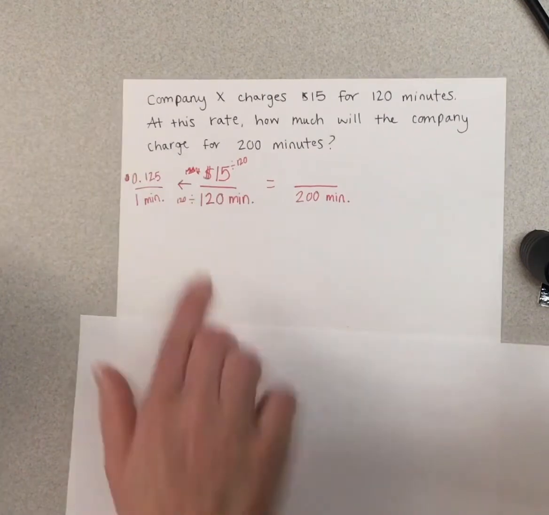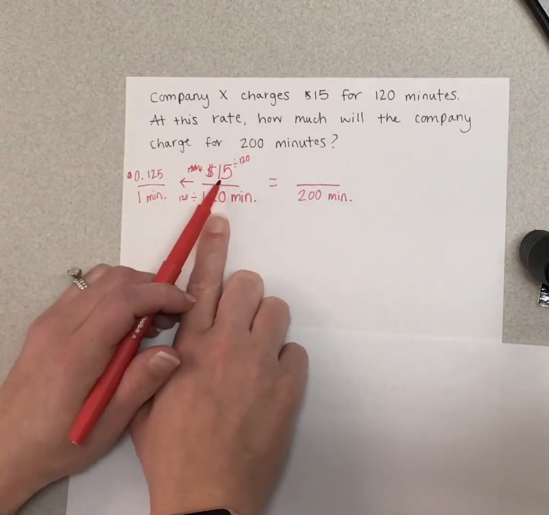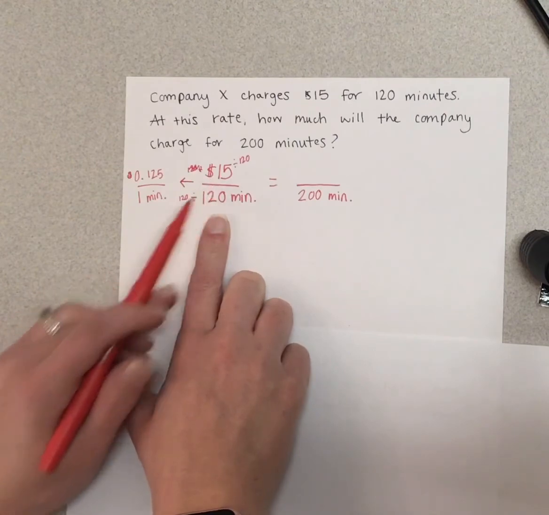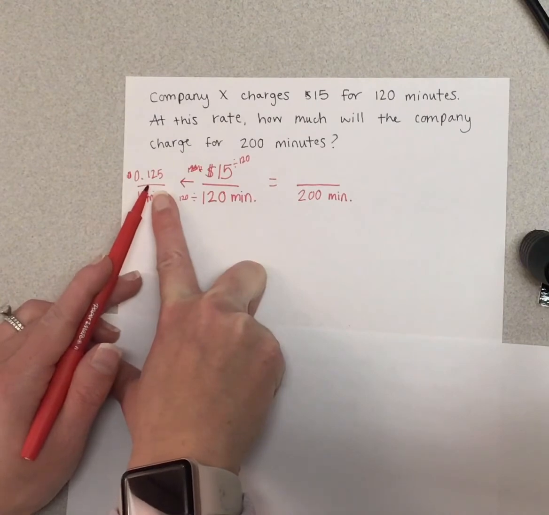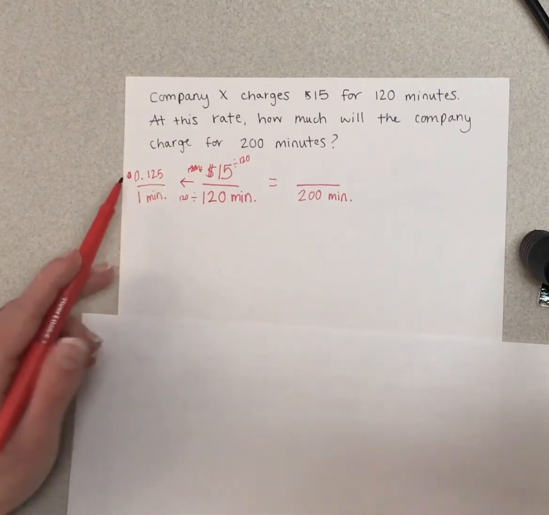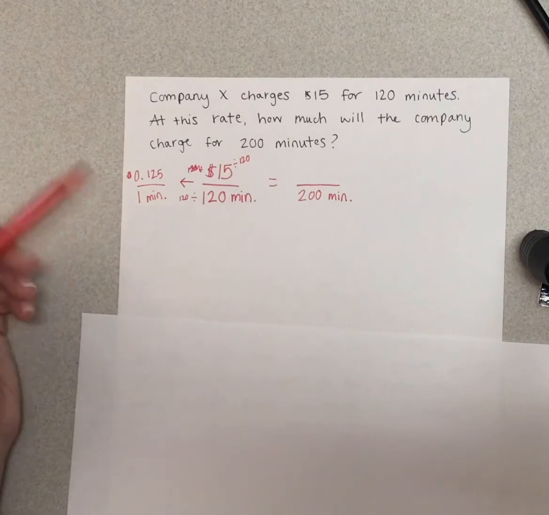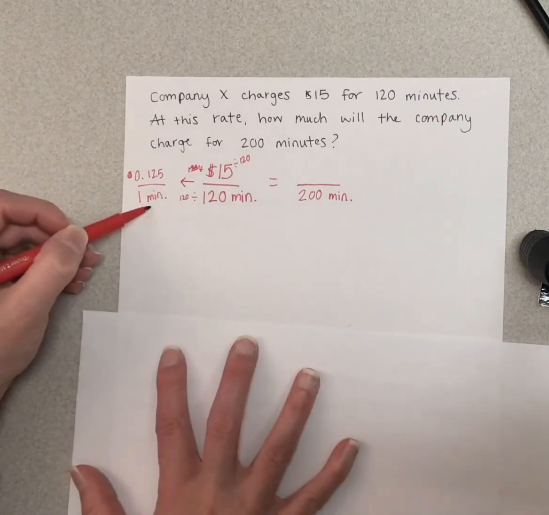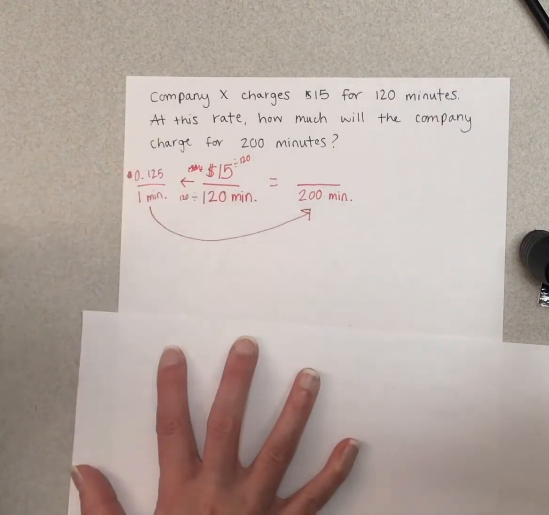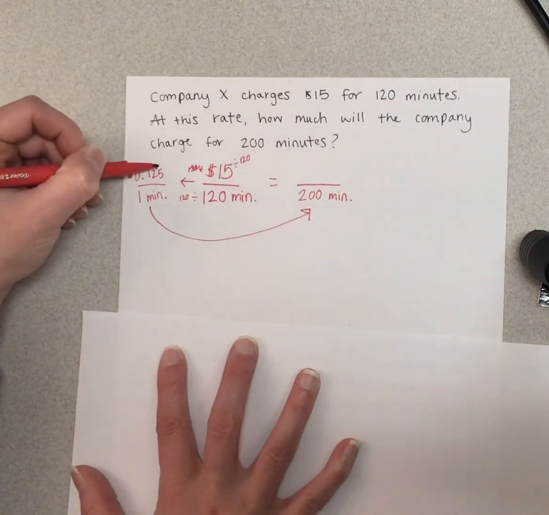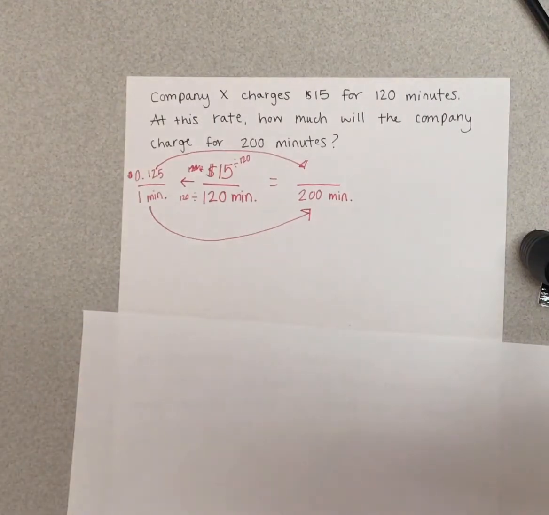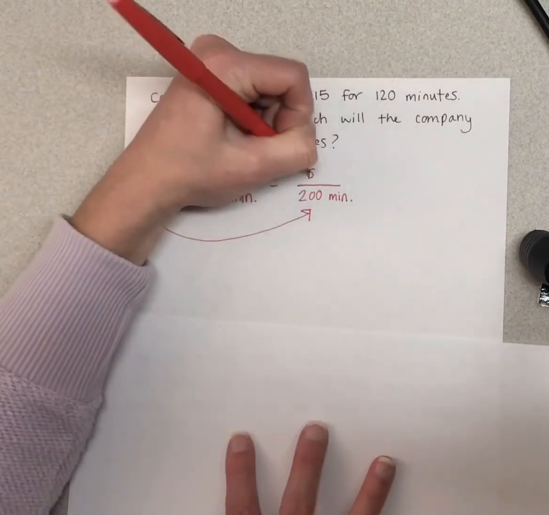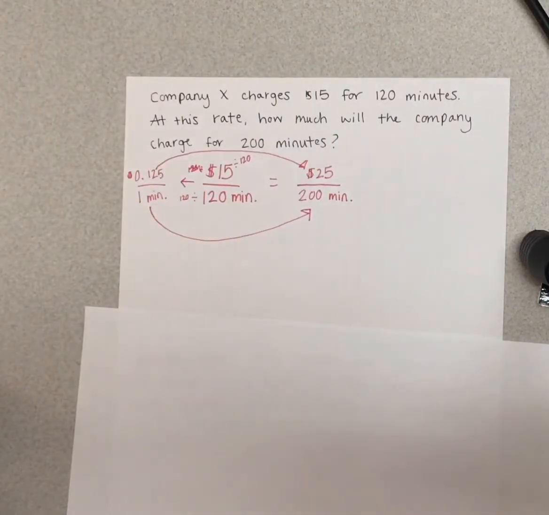That makes sense, you guys, because 120 minutes to pay $15, that's a lot of time for $15. So 1 minute shouldn't cost very much. It only costs about 12 cents, almost 13 cents, but we'll keep the whole decimal as we're working through this. So that's 1 minute. So now that we know 1 minute, we can multiply it by 200 to get 200 minutes. 0.125 times 200 would give us $25. Okay, that's our unit rate strategy.